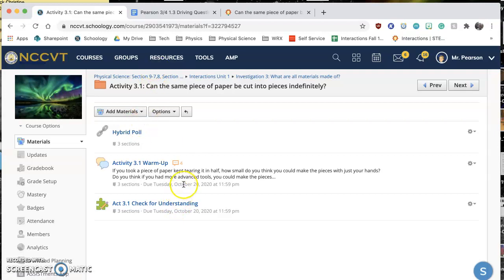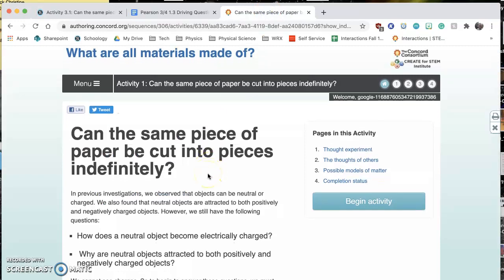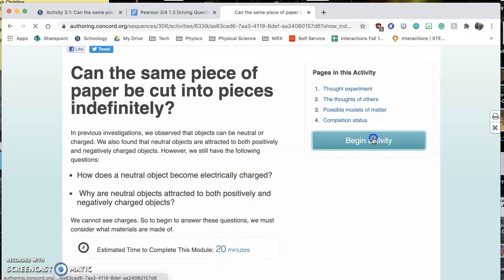There are 2 items in Schoology. There's a warm-up that goes along with the thought experiment, and then the check for understanding that we can do at the end. And again, use the interactions page here first. Go through, think of that as your notebook. Again, pretty short one here.